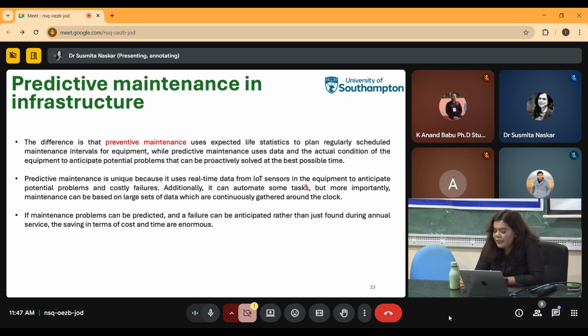So basically predictive maintenance shifts maintenance from calendar-based routine to a very smart, data-driven, proactive process that can deliver far greater efficiency and far greater reliability compared to preventive maintenance. Okay.